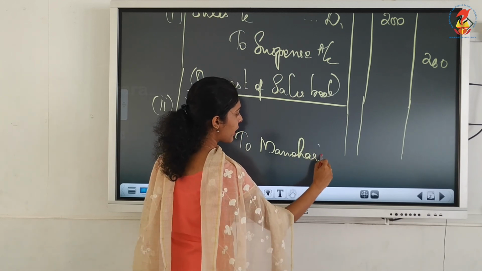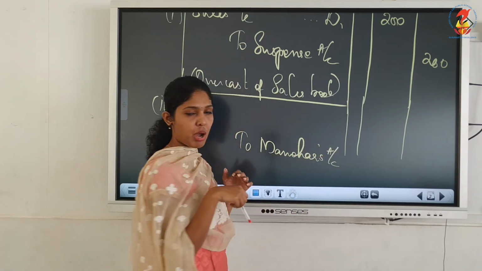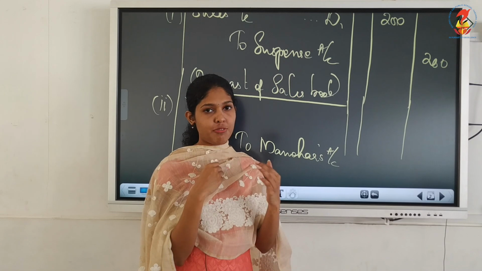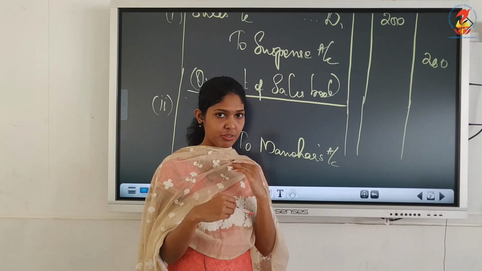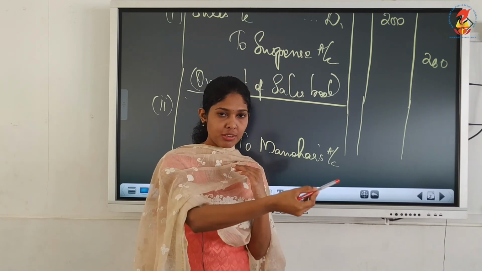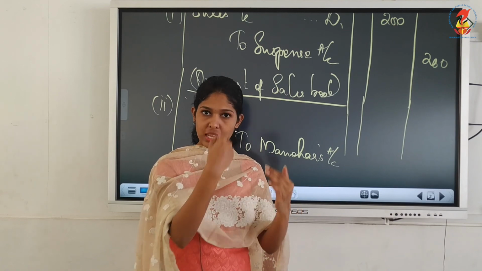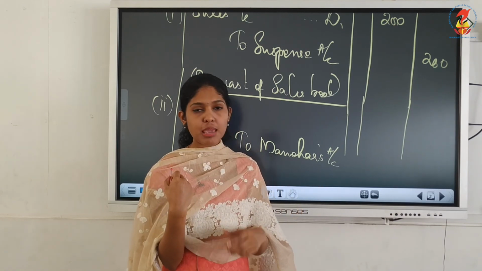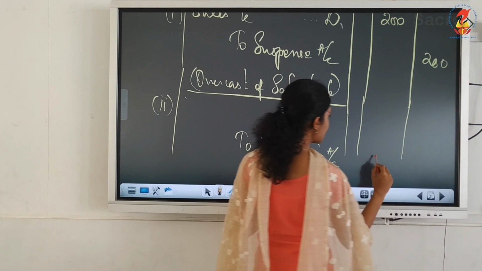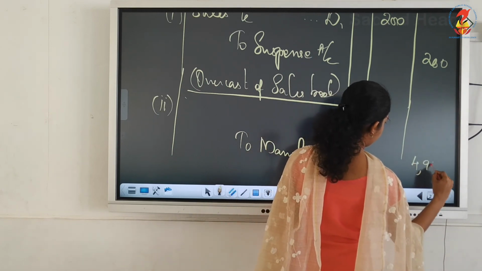And how much should we write? What should be the amount? It should be the difference amount, because instead of 550 we debited with 5500. So that excess amount will cancel. So the excess amount means the difference, 4950, will cancel.